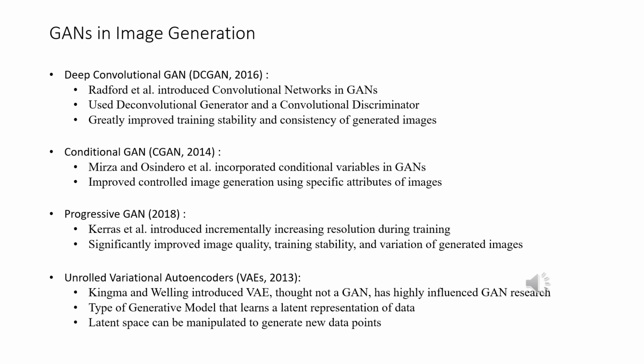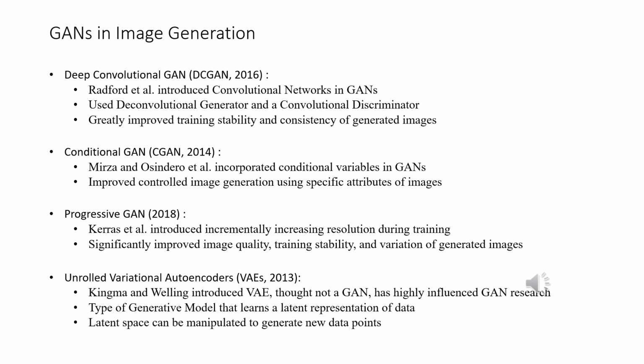Deep convolutional GAN, also known as DCGAN, was introduced by Radford and team, and it introduced convolutional networks in GANs. This model used a deconvolutional generator and a convolutional discriminator. It greatly improved training stability and consistency of generated images. The conditional GAN, also known as CGAN, was introduced by Mirza and Osindero and team and incorporated conditional variables into GANs. This model improved controlled image generation using specific attributes of images.